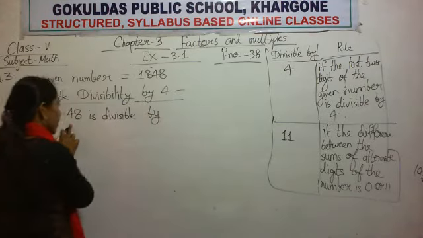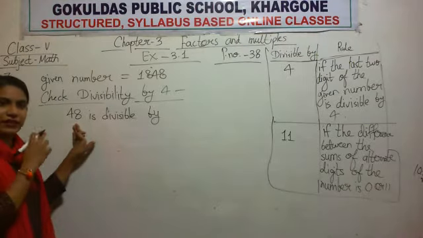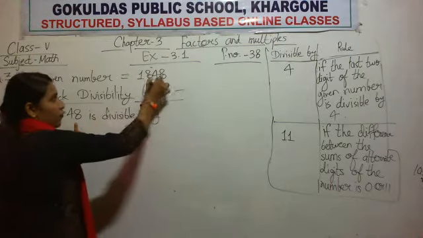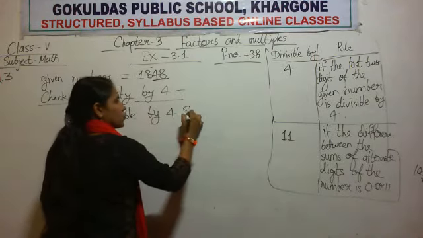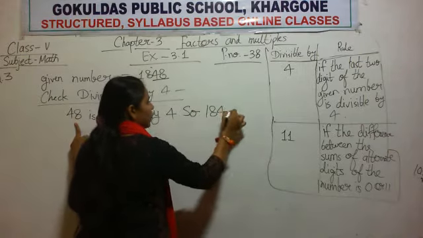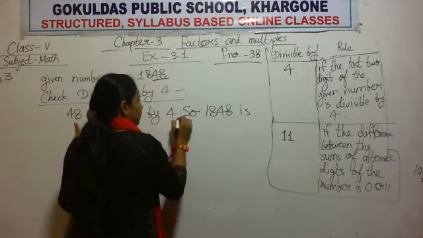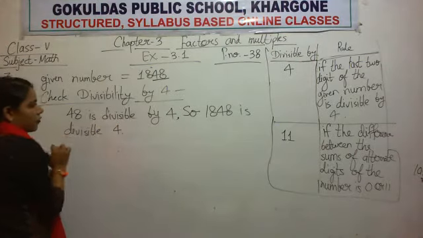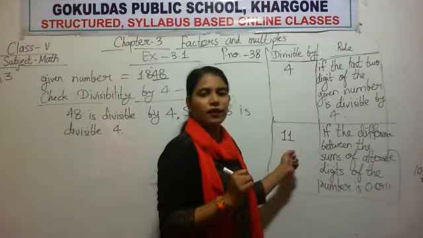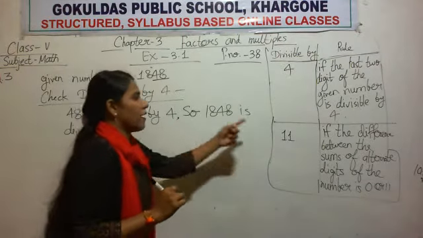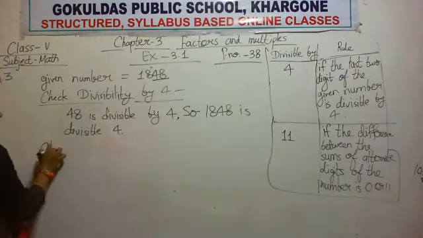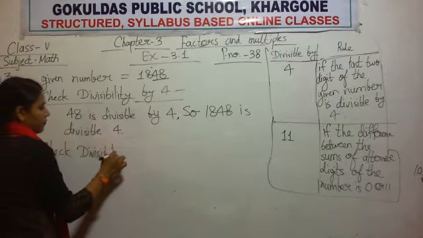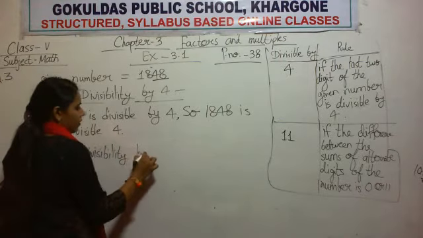When you divide 48 by 4, you observe that it is exactly divisible. That is why you conclude that if 48 is divisible by 4, then the whole number 1848 is divisible by 4. Okay, now you have to check the divisibility of this number by 11. So let us do it. Check divisibility by 11.